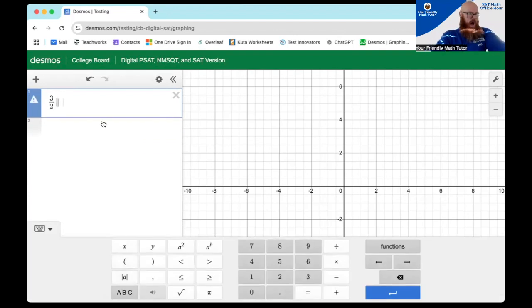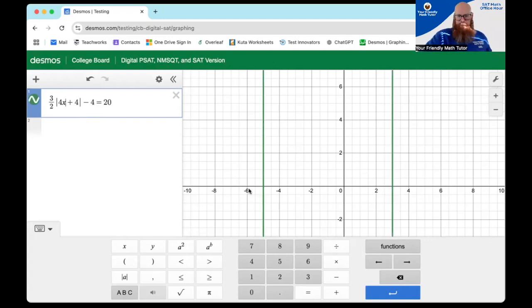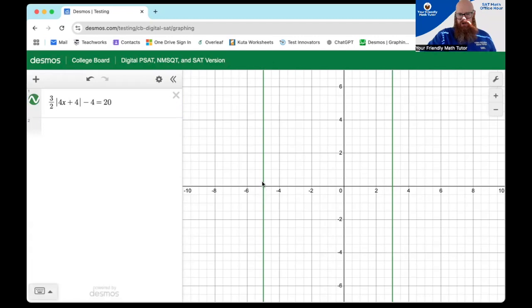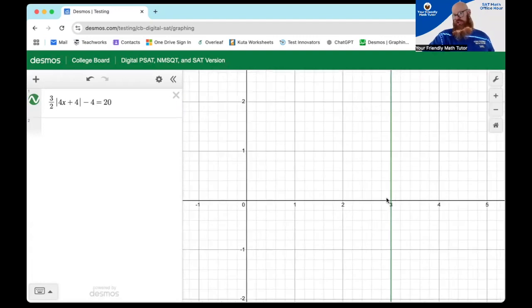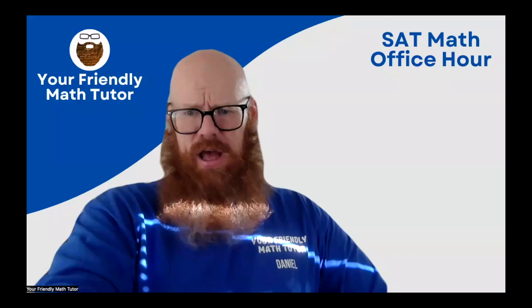Just use that one. Look what happens if I do 4a plus 4 minus 4 equals 20. You see this little exclamation? It says we only support implicit equations of x and y. So if you're solving an equation that is not x, make it x. So just change it to x. Now I get my two solutions. Look, again, your solutions are your vertical lines. So we can see that one solution is negative 5 and the other solution is 3. So that's the two solutions, negative 5 and 3.